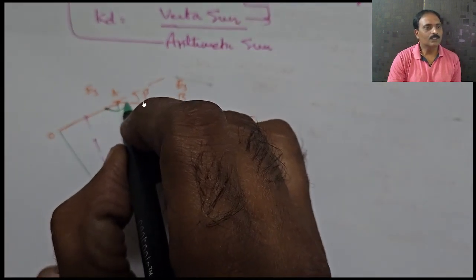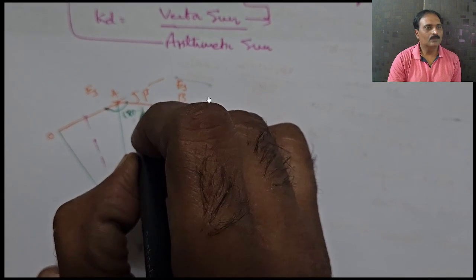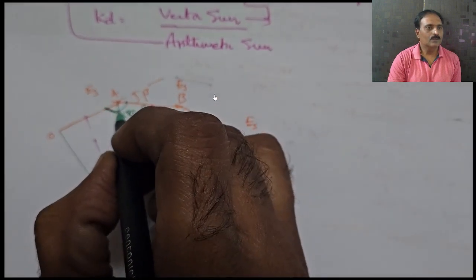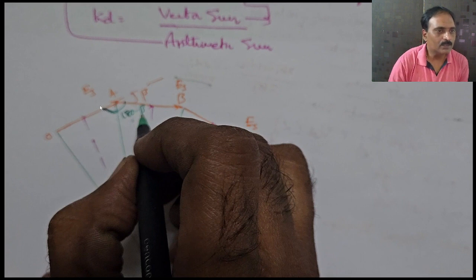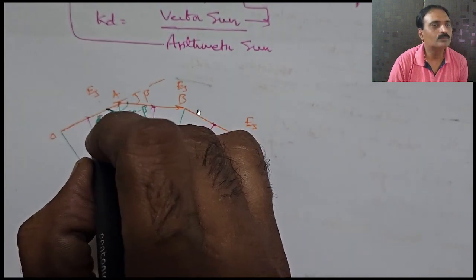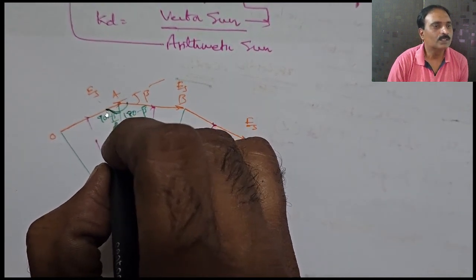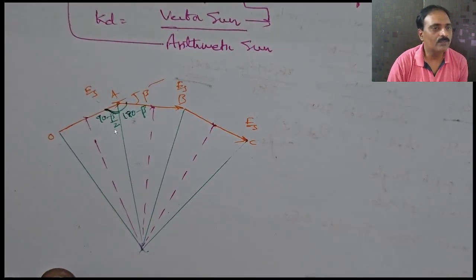So here, if this angle is beta, this angle will be equal to 180 minus beta, because the total angle will be 180 degrees. So again, this small angle will be exactly half.